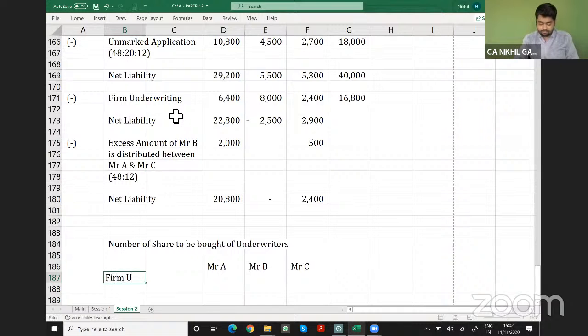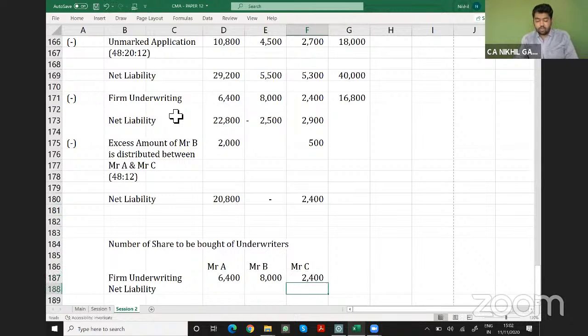Firm underwriting and net liability. Firm underwriting in case of Mr. A was 6,400, in case of Mr. B was 8,000, and in case of Mr. C was 2,400. And the net liability which we have calculated in our first case, in case of Mr. A is 20,800, in case of Mr. B is 0, and in case of Mr. C is 2,400.